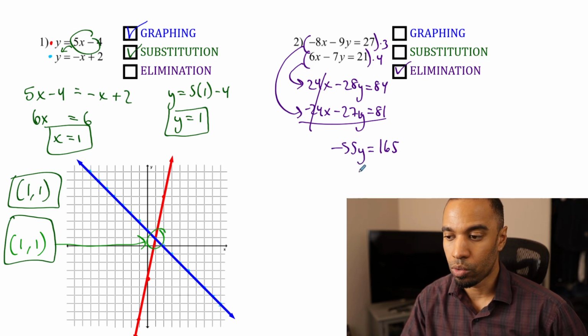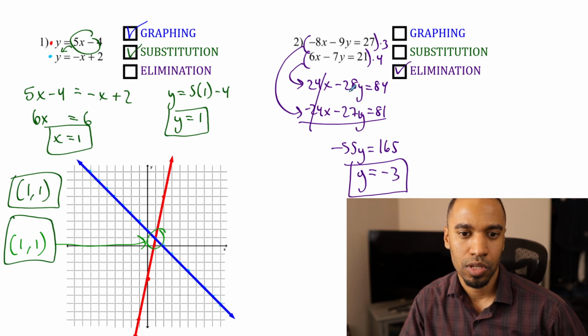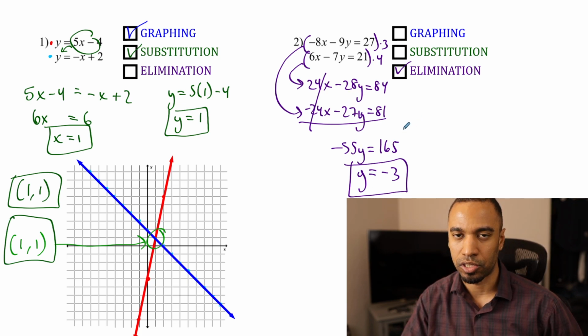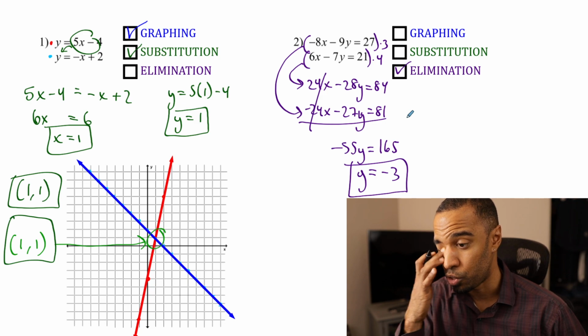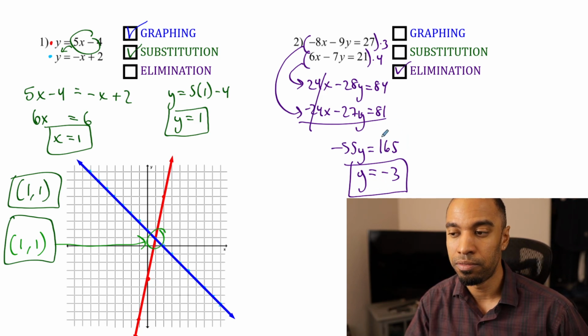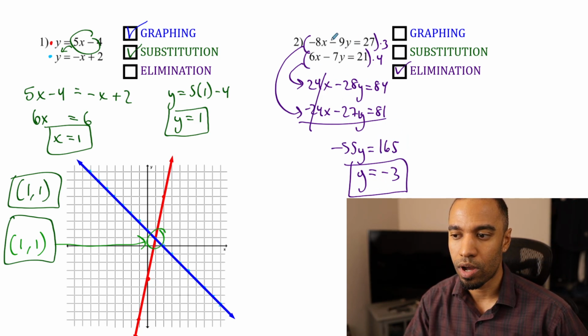Genuinely, a decent trade-off: I have big numbers but no fractions. It's a decent trade-off, all depending on who you are. Here's the part I don't love. Negative 3 has to substitute into one of my equations here. I'll do this equation, the 6x one. 6x minus 7 times negative 3 equals 21.